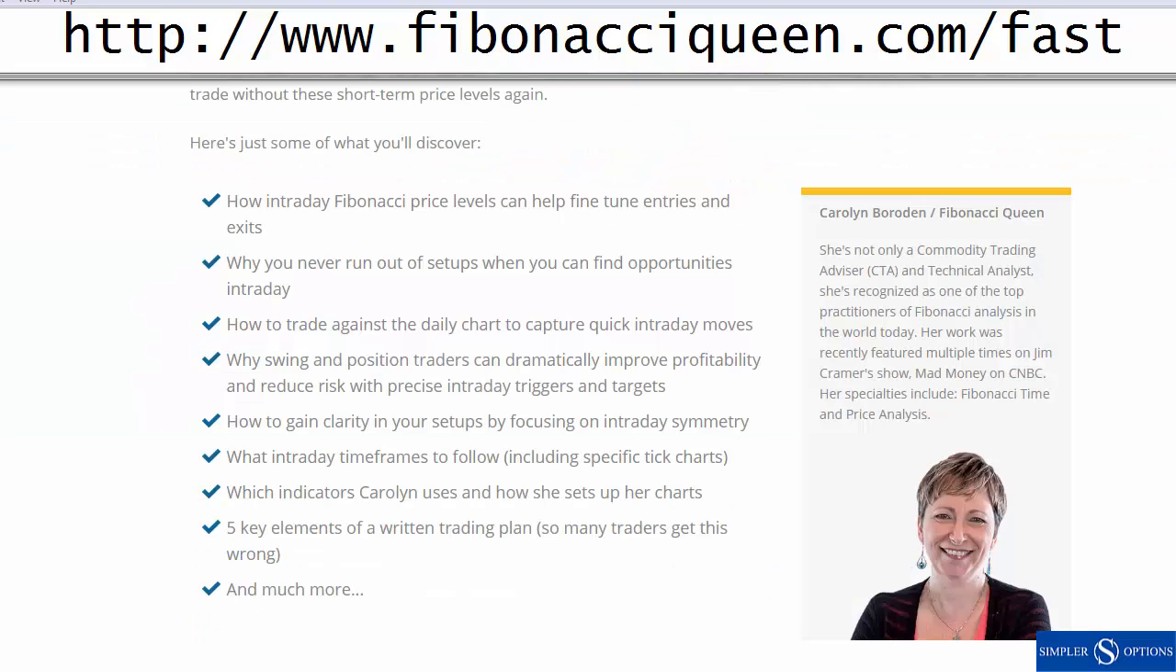So what kind of stuff is she going to cover in the class? How intraday fibs can help fine-tune entries and exits. Why you never run out of setups. This is actually pretty interesting because a lot of times people ask, well, how do I know what to do? You never run out of setups if you're doing this work.